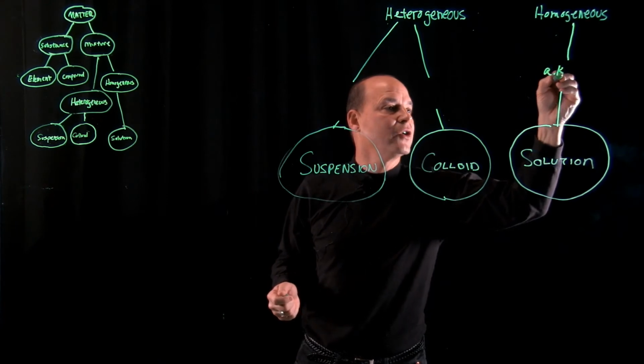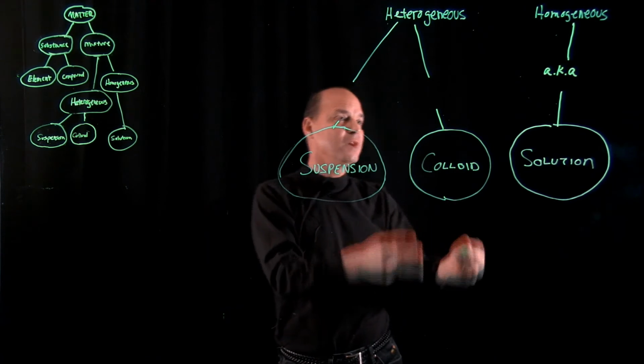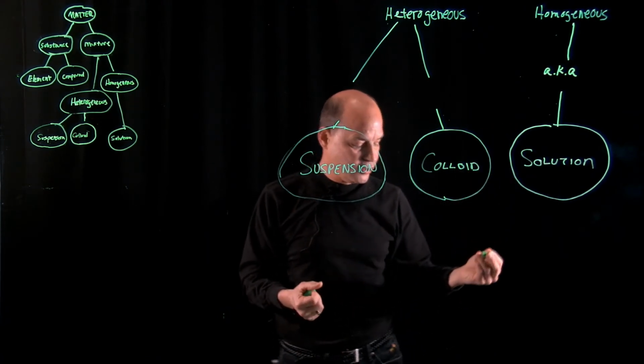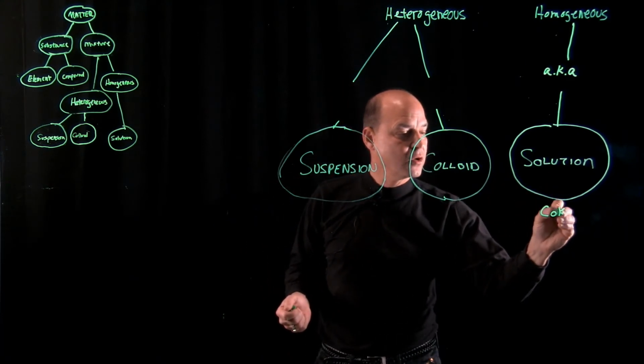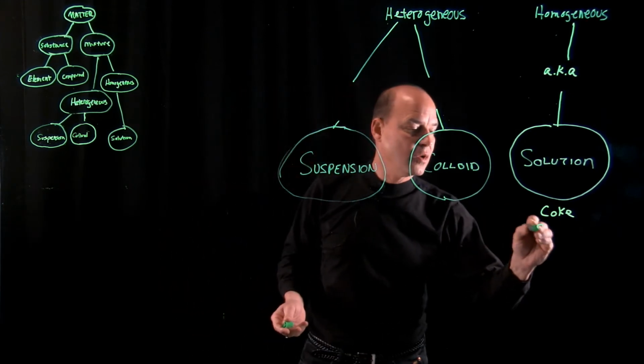I'm just going to write also known as, AKA, a homogeneous, when the homogeneous mixture is a liquid, then it's also known as a solution. And the example that I used in this case was Coca-Cola. All right? But there are some other examples like salt water.